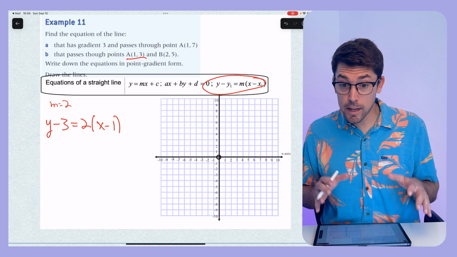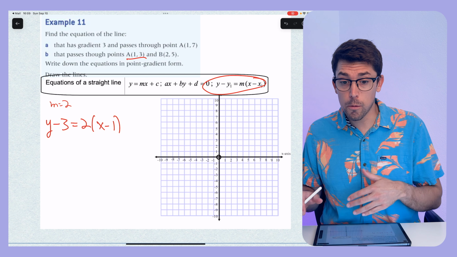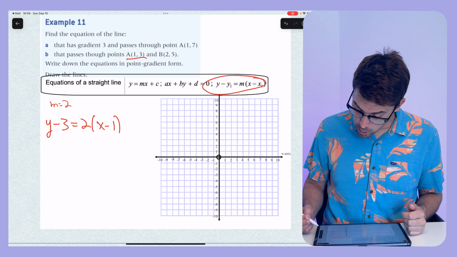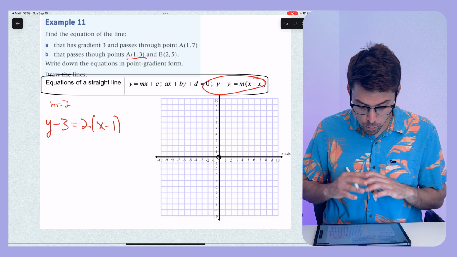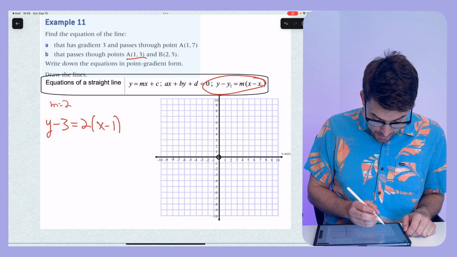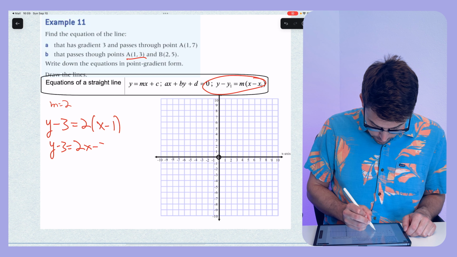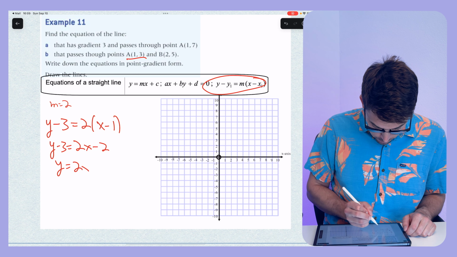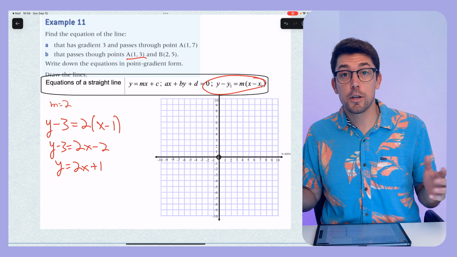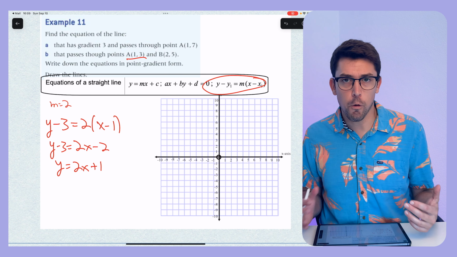Now I can leave it here and have it be in point slope form, but I'm going to take it one step further and get back to y equals mx plus c, just so you can really see the link between the two. I would do the exact same thing that I did before. I'm going to distribute that 2, and then I'll get y is equal to 2x plus 1, just like that. So again, that's how you can go back and forth between the two.